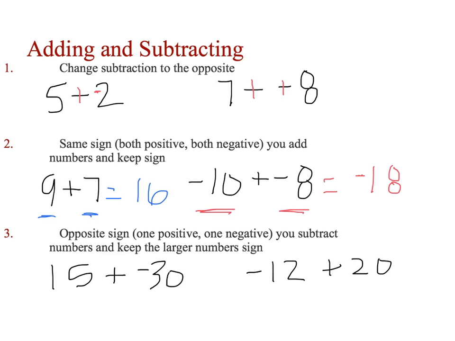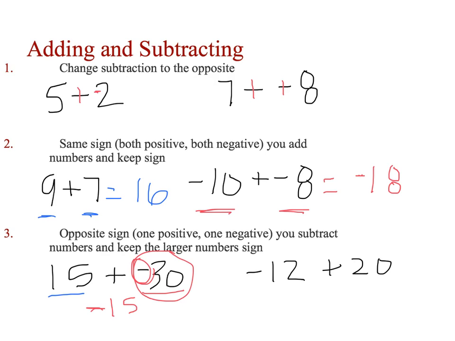So again, here opposite signs. Here 15 is positive and 30 is negative. So no matter what, I'm going to subtract the two numbers. 30 minus 15 is going to give me 15. But now, how do you know what sign to keep? Well, since my 30 was a bigger number, then I'm going to keep negative as my sign. So my answer will be a negative 15. Again, opposite signs, you keep the larger number's sign.